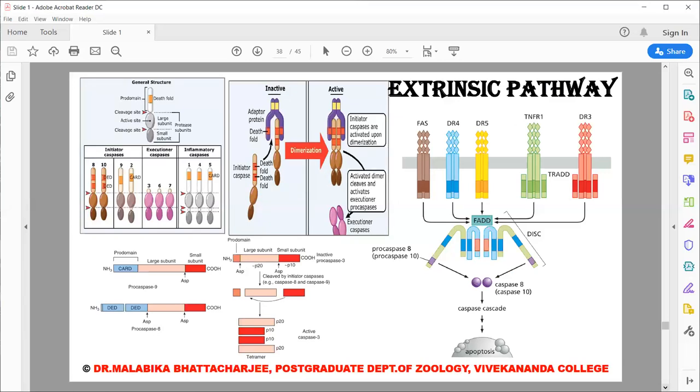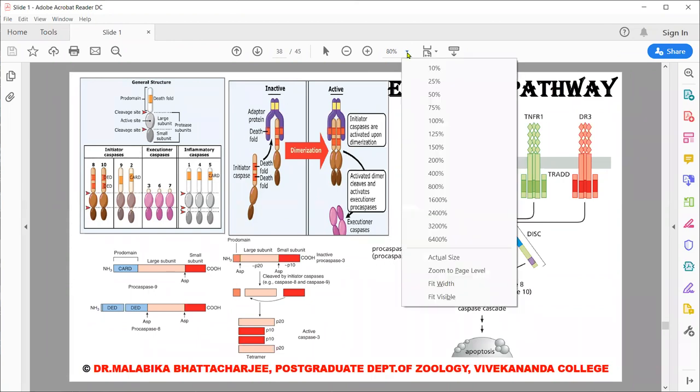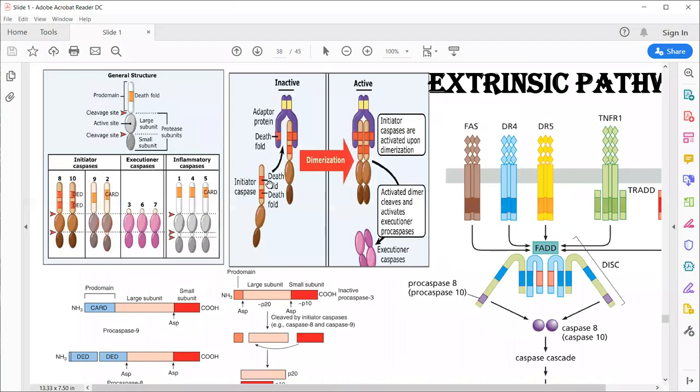If you look into the extrinsic pathway, the main enzymes and receptors operative within it are the caspases and the death receptors. The caspase family exists in two forms, the initiator caspases and the executioner caspases. The initiator caspases have a longer prodomain and the executioner caspases do not have any such prodomain. In the general structure, there is a cleavage site for caspase where the red arrow is showing, and here.